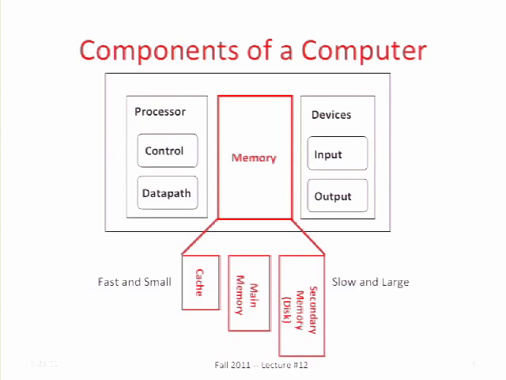And so, here are some example levels. On the Ferrari side, where things are fast and small, you've got your cache, and then it goes to main memory, and then you get out to the school bus side, where things are slower but a lot bigger, okay? And each of those has a role in the system, and that's what we're going to talk about.